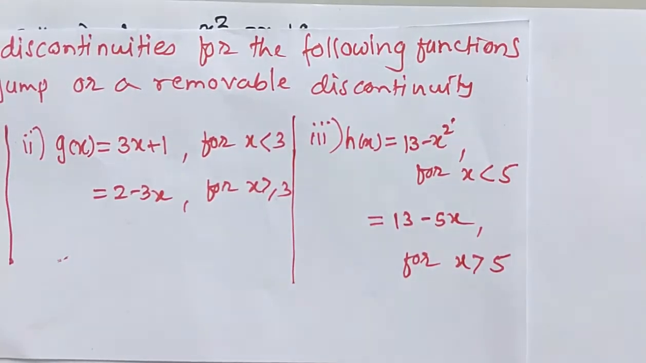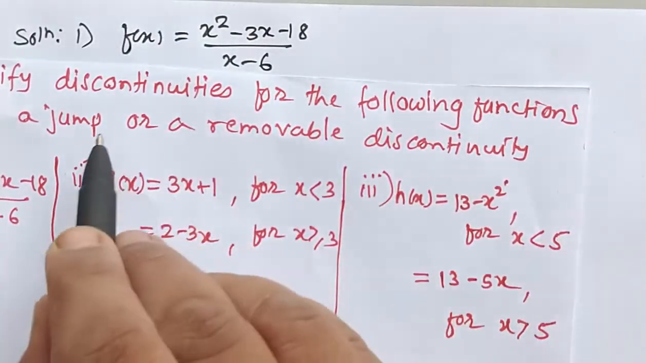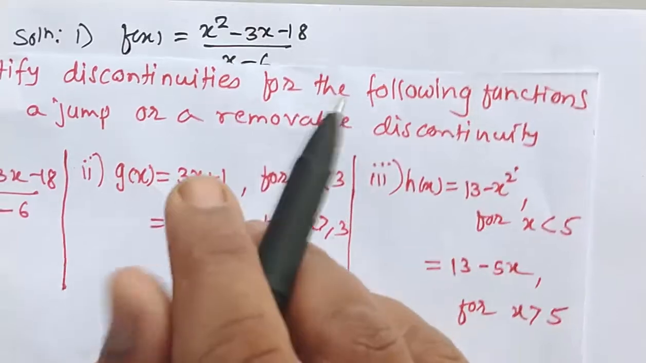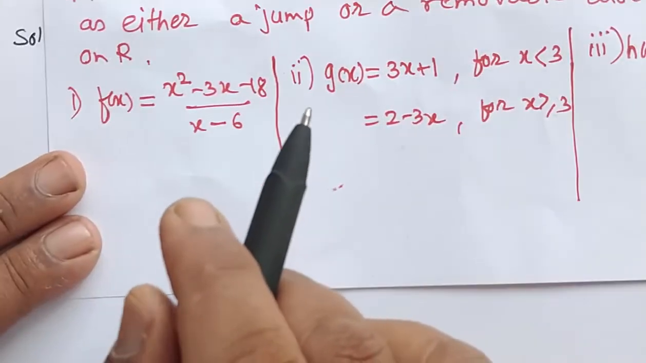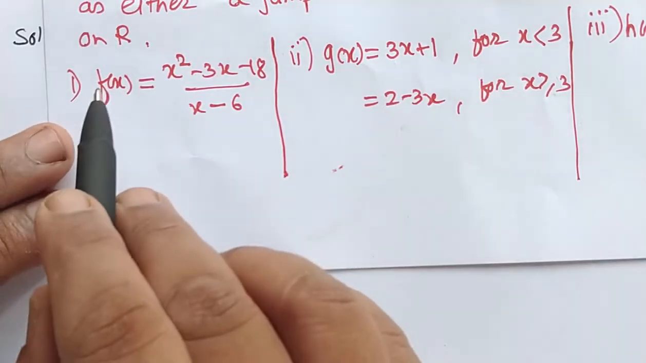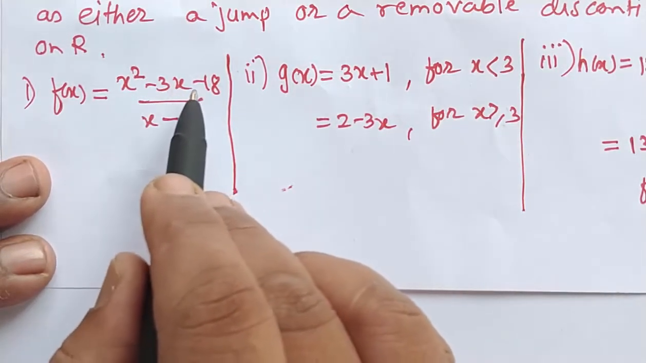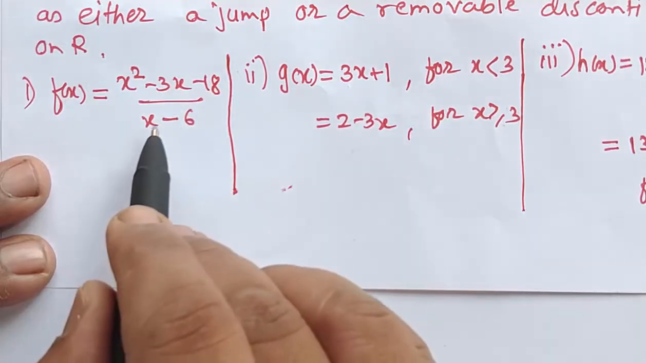So we have to identify the discontinuities, whether it is jump or removable. There are 3 examples. We solve one by one. The first is f of x is equal to x square minus 3x minus 18 upon x minus 6.